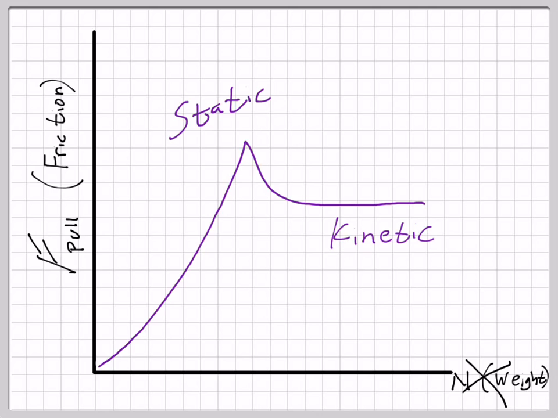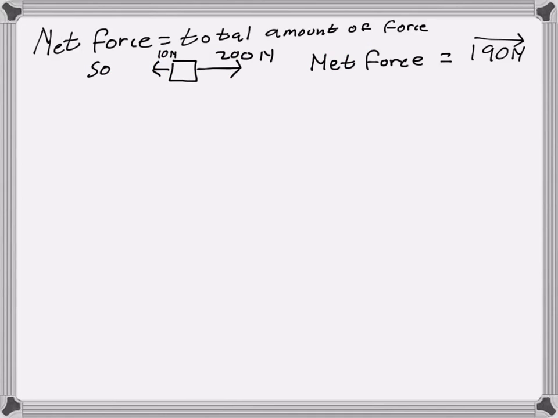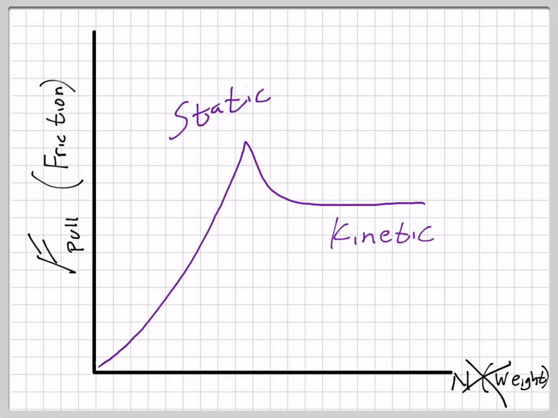With what we've already talked about, we know what net force is. We know the relationship between weight, normal force, and friction. We also know the difference between static and kinetic friction. So now let's actually look at this mathematically.